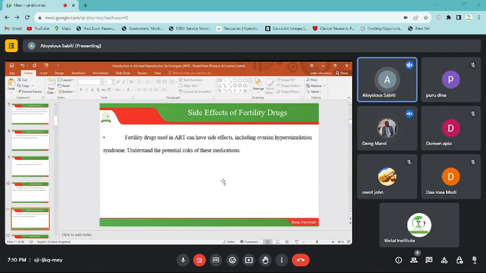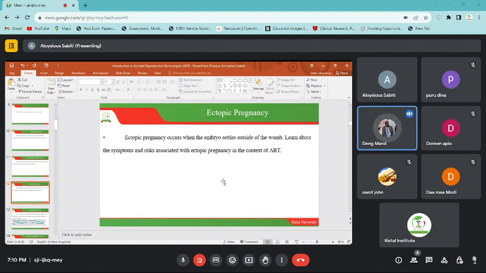So we looked at these side effects, and we went through and also realized some of the potential complications of pregnancy.